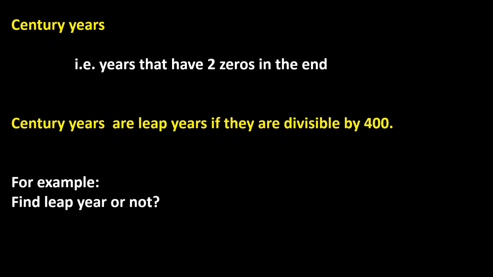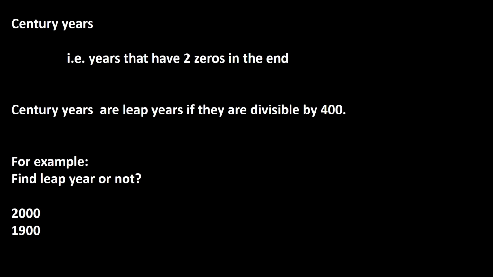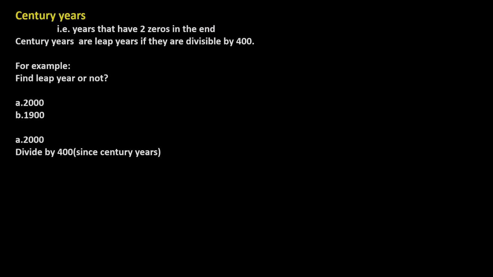First, find whether it is a leap year or not, and the given years are 2000 and 1900. So first by looking at the examples, here there are two zeros at the end. So we have to remember this belongs to century years and we have to divide by 400 to find whether it is a leap year or not. So first example, 2000. So now we can divide by 400.